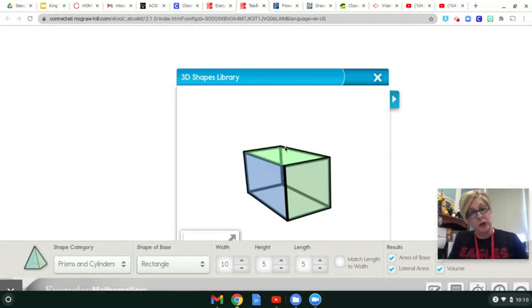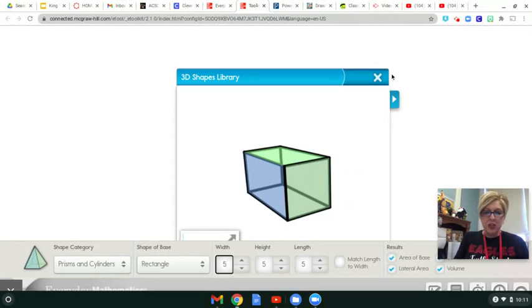And when we count the vertices, we're going to count where the edges come together. So 1, 2, 3, 4 vertices on the top, one back here, 2, 3, 4 vertices on the bottom. That makes 8. So that's a little example. We're going to be going over this a lot more to give you an understanding of what a face, a vertex or vertices, and the edges are. So I'm going to change some of the dimensions.